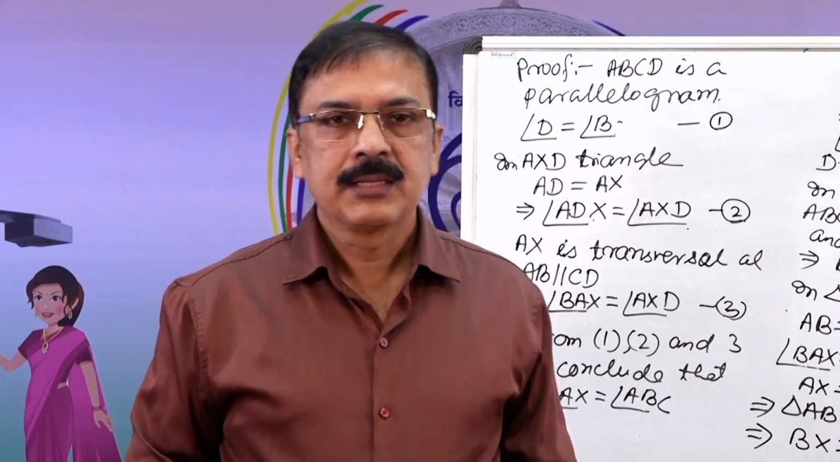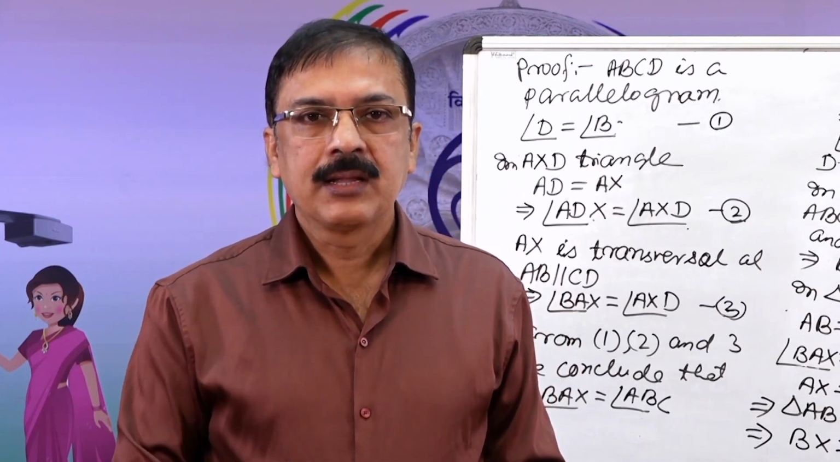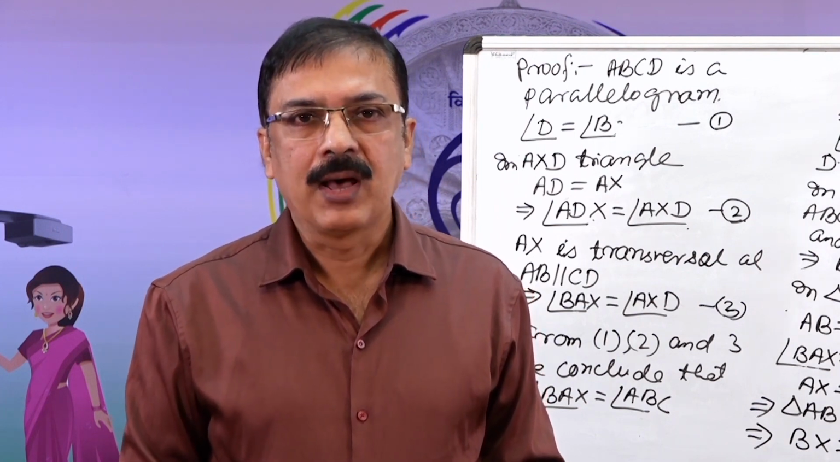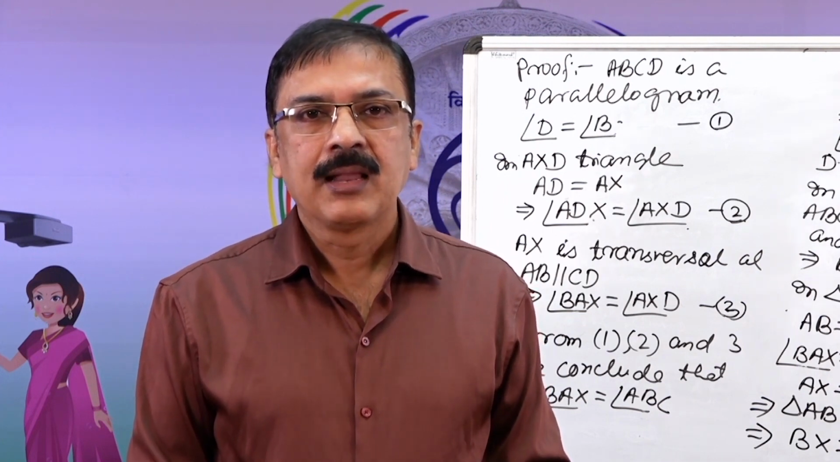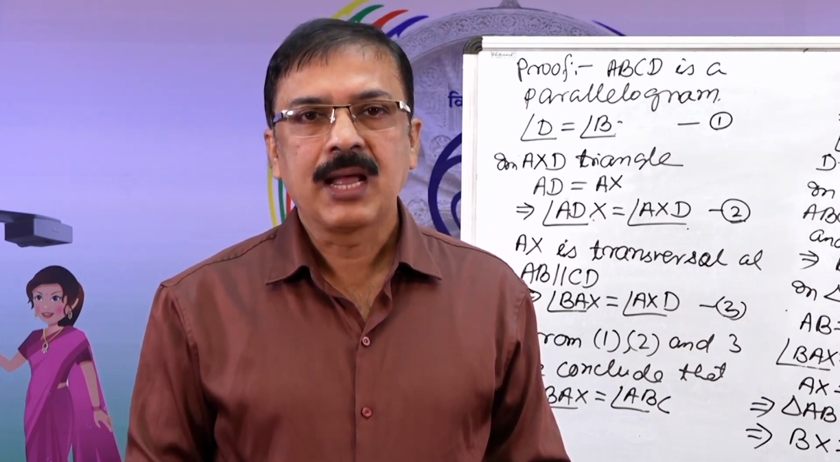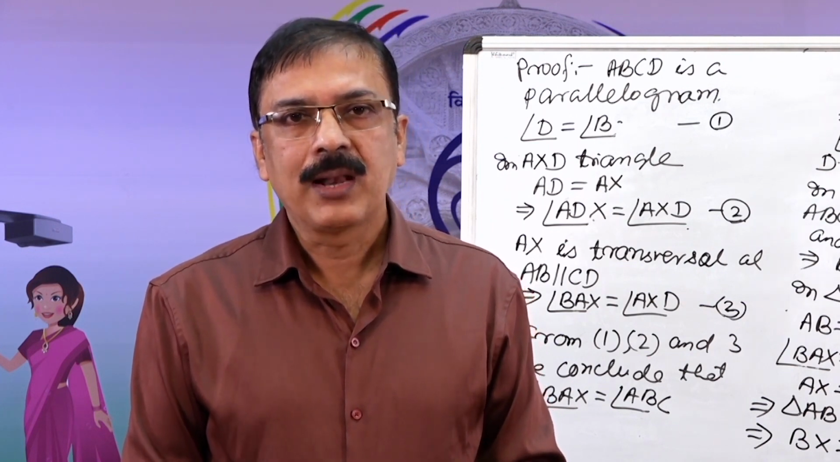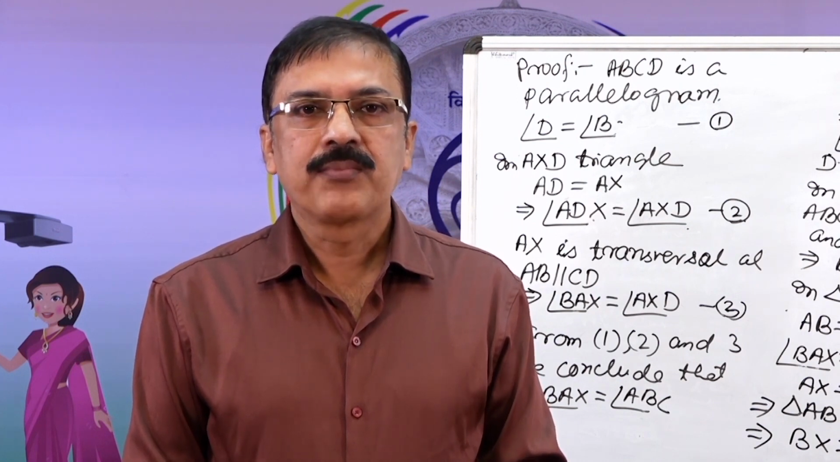Dear students, by using another property like opposite angles of a parallelogram are equal, and the converse of it, that if a quadrilateral has opposite angles equal, then that quadrilateral will be a parallelogram. By using this, we can solve many such problems.